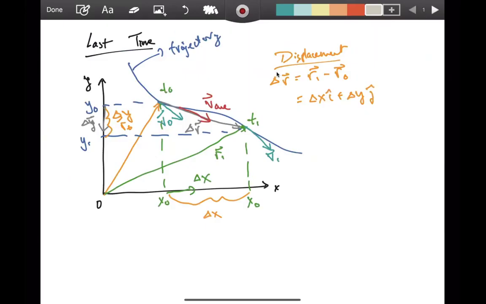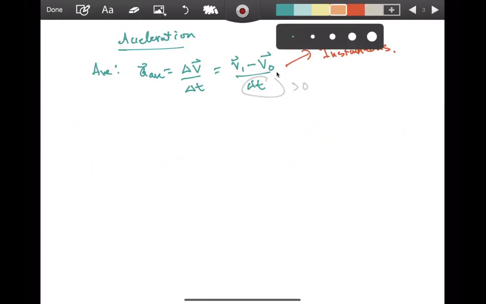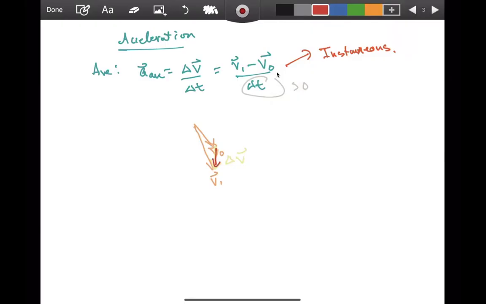In this case, my initial velocity is pointing down in that direction, and my final velocity is pointing that way. So let's put those two on top of each other and see what we get. My initial velocity points this way, my final velocity points this way, which means that my change in velocity points this way. So this is my delta v, which means my acceleration points in that same direction. So this is going to be my average acceleration. We just move those two vectors on top of each other, and that is my average acceleration in this case.